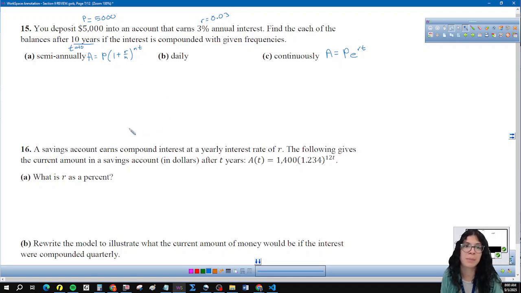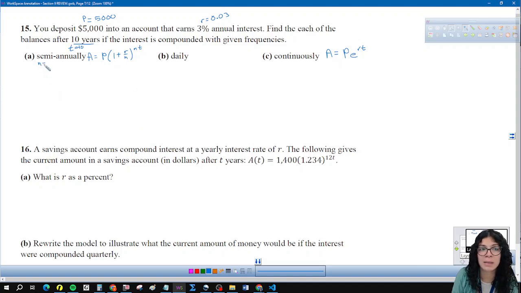Now, where the difference comes is in N. On part A, N is semi-annual, which means 2 times a year. So on part A, N is 2, whereas on part B, it is compounded daily, and there's 365 days in the year. So on part B, N is 365. And that's all the information that we need. So let's go ahead and complete part A first.